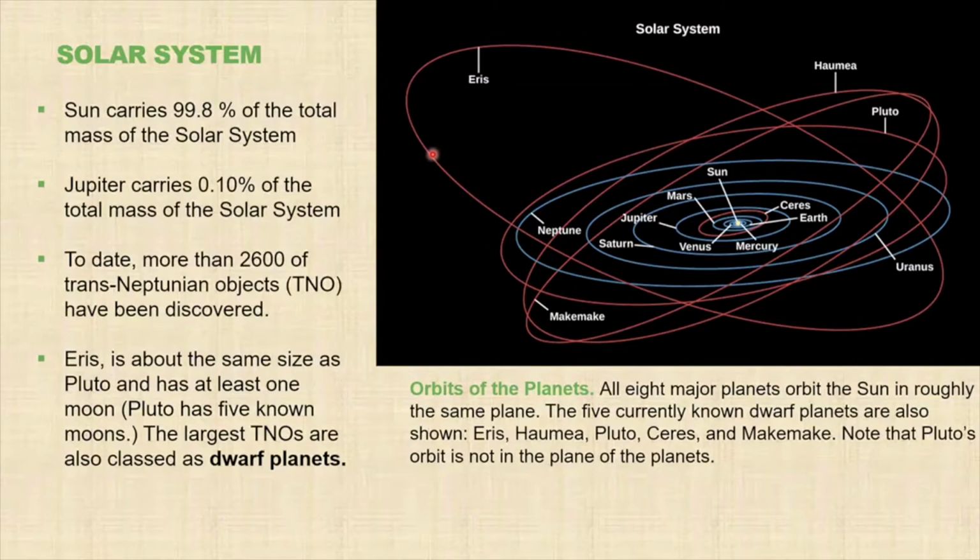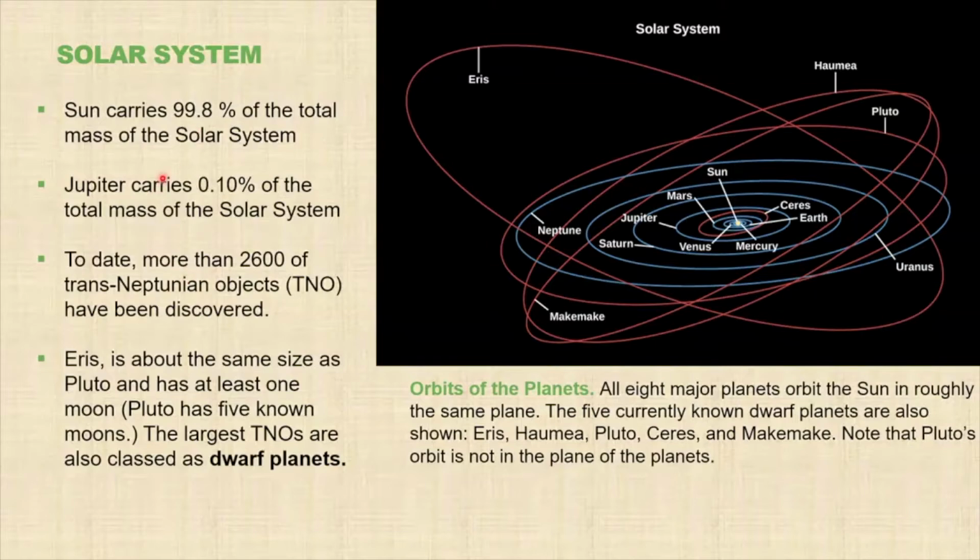And mass-wise, this is interesting. If you measure the mass of every object in our solar system, the Sun carries 99.8% of the total mass of the solar system. We know how massive the Earth is, and how massive Jupiter and Saturn are, but all that is negligible compared to the mass of the Sun. The Sun is that huge.